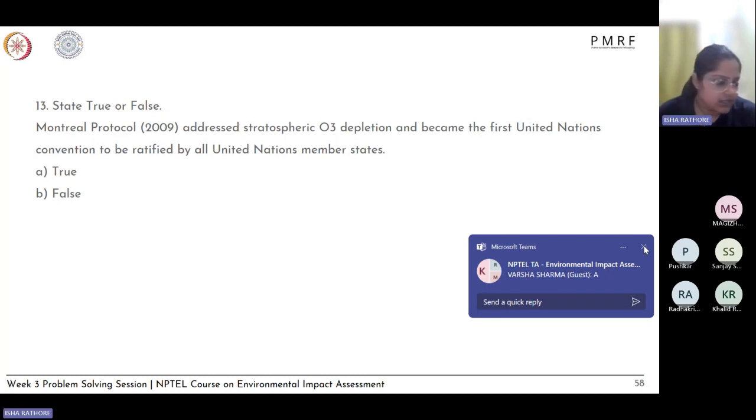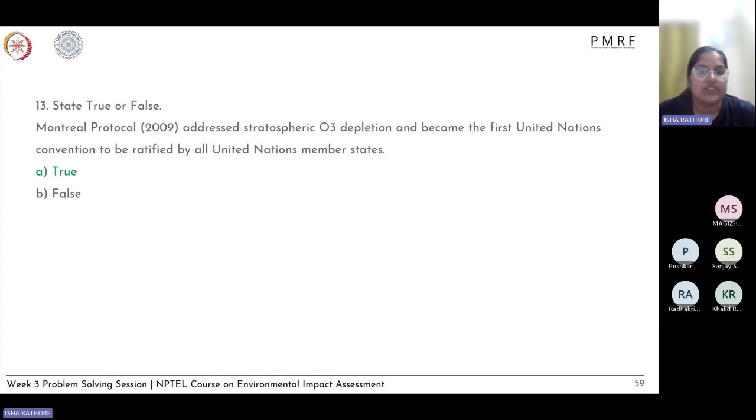Okay, so we have A. So we have two A's. We have another true. Okay, so the statement is true. The Montreal Protocol addressed that stratospheric ozone is being depleted, and this was the first convention which was ratified by all of the United Nations member states. So the statement is true.